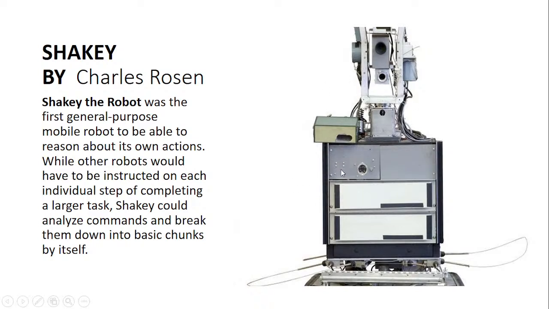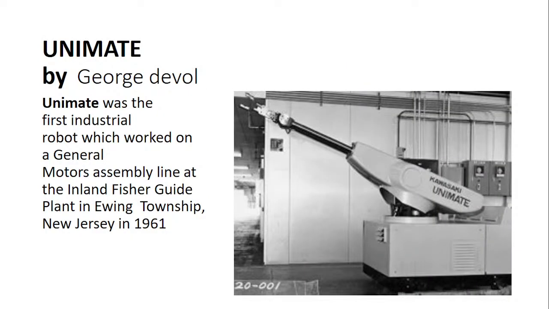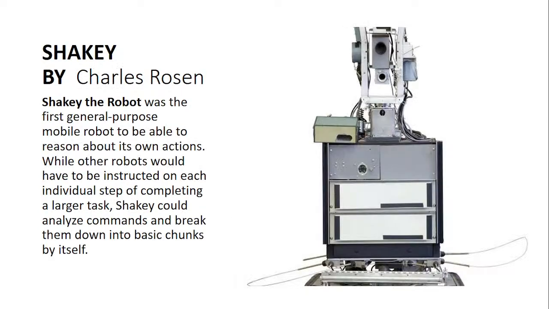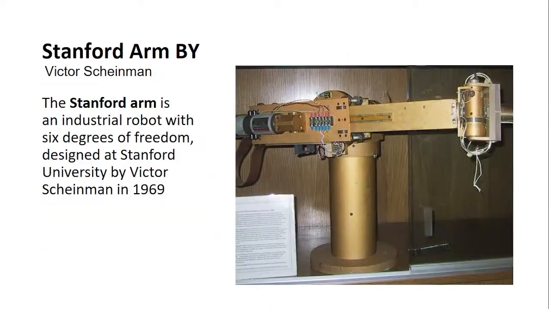By the look of it, you can see this is a prototype. This is a research level robot. It is not used in any industries. It's a research level robot for future development and research. This one is a fully finished product. And another one, the Stanford Arm.